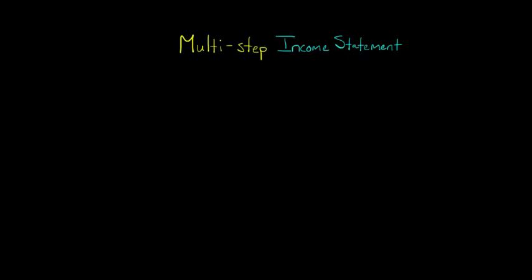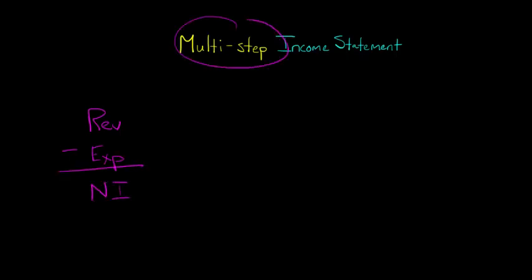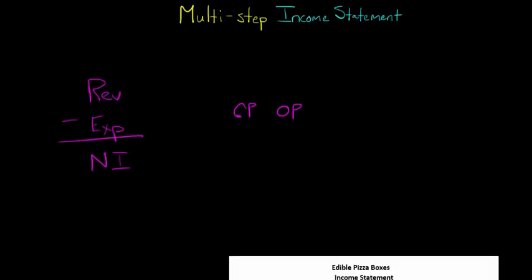So just a quick review. When we make a single step income statement, we're taking all the revenues of the firm and then just subtracting all the expenses, and that gives us our net income. But with a multi-step income statement, we're going to have different subtotals such as gross profit and operating profit. It's going to be a lot more informative when we, as an investor or creditor, are trying to evaluate the financial position of a firm.